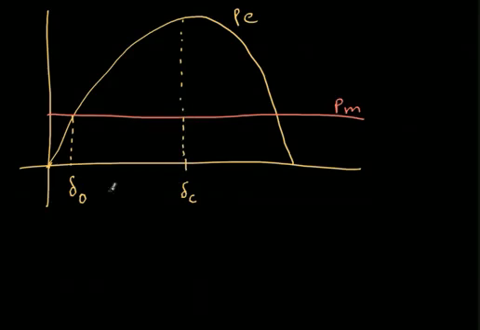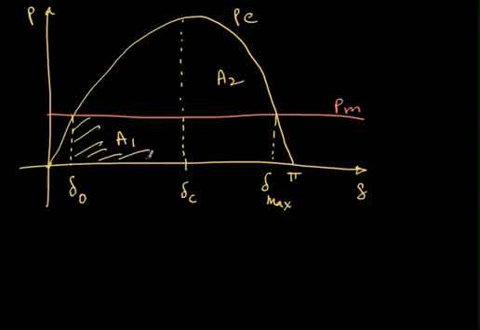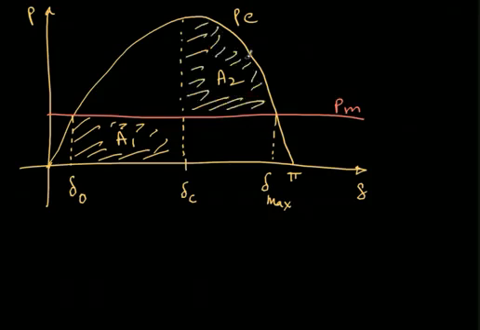As you know, this is the angle delta, up to here it is pi. This is the rotor angle, and this is the power. At this point I'll have delta max, and we are looking for a condition where this area is equal to this area. So mathematically I want to find out, given delta naught, what is delta C such that these two areas are equal.